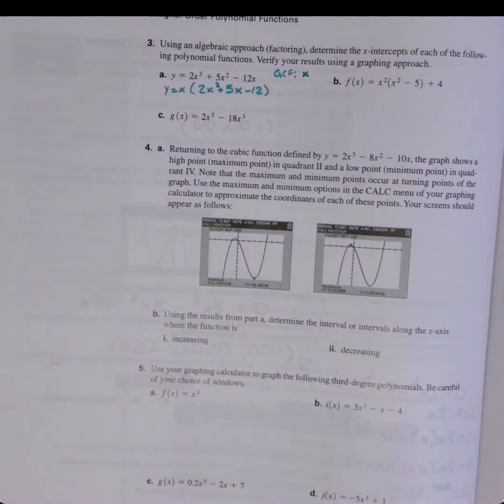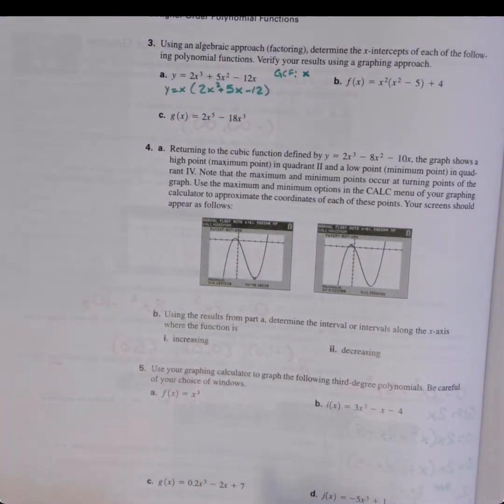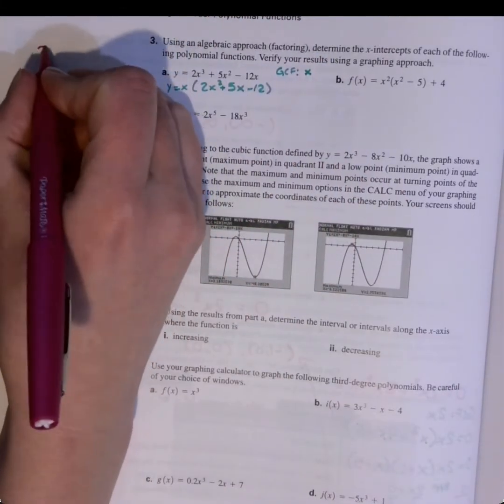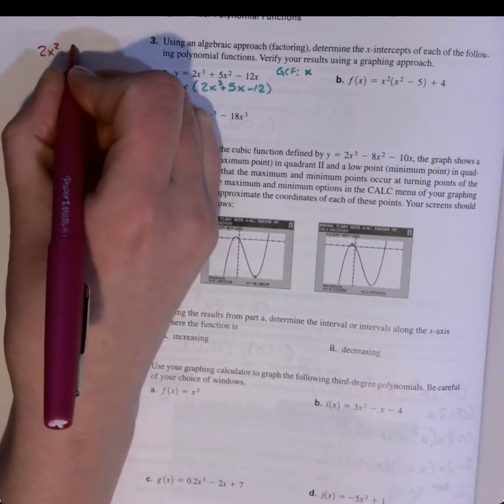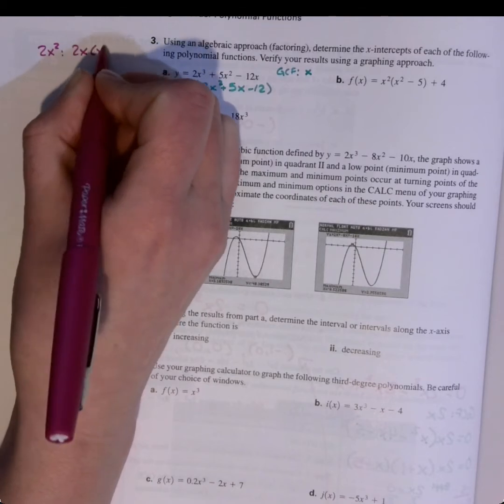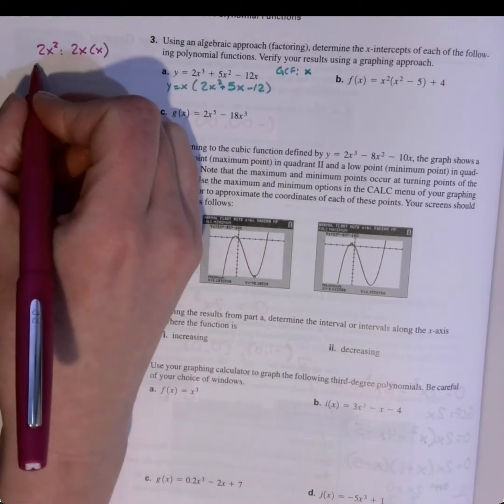Okay, now we're going to trial and error factor this on the side because I don't have just an x squared. I can't break this down directly, but I want to think about 2x squared being 2x times x, and then there's a lot of ways to make 12.